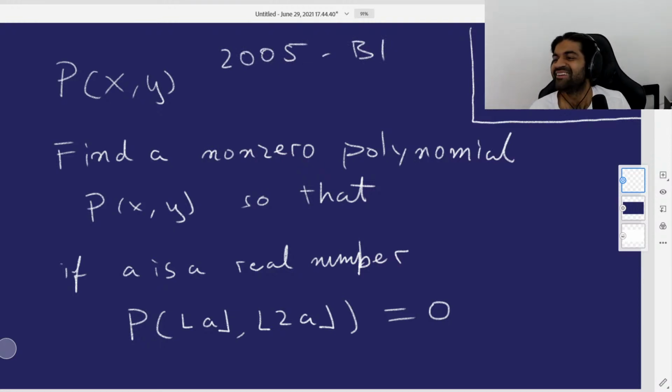So, no reason to be scared, Ken. Luckily, none of us are taking the test at this moment. So, yes, the floor of negative 2.5 is negative 3 indeed. That is accurate, Ken.